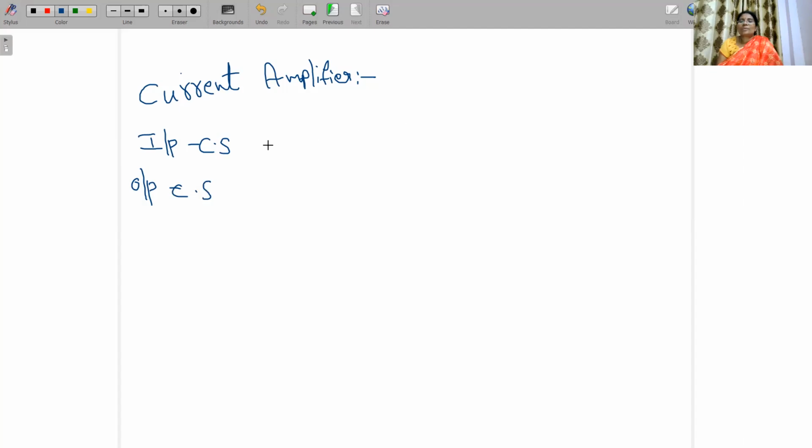Current sources means which type of equivalent model do you have to use? Here you have to use the Norton equivalent model. Here also you have to represent the Norton equivalent model, because both the sources are current sources. That means on both sides you have to use the current equivalent model. Right now, on both sides you have to use the Norton equivalent model.